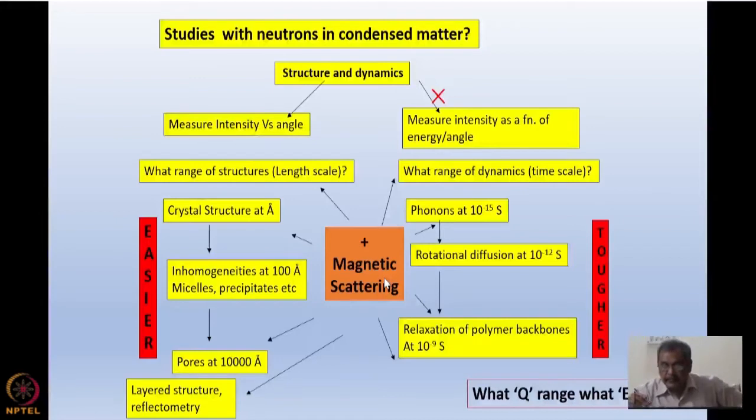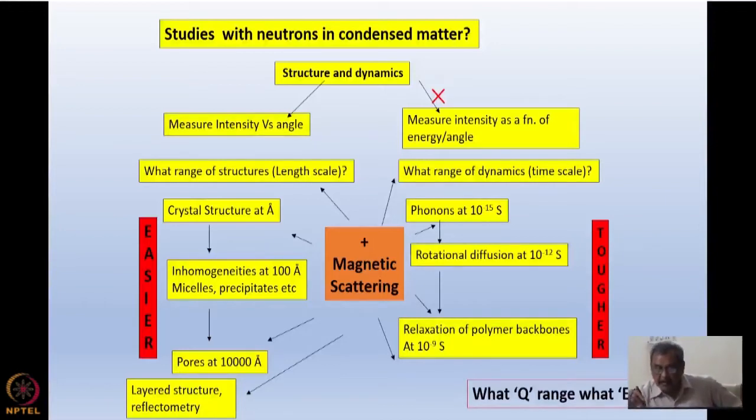The other half is about measurement of intensity as a function of energy and angle both. So there, like for structure, I said a range of structures. In case of dynamics, we change what time scale of dynamics. So we can study phonons, we can study rotational diffusions, or you can even study slower dynamics at nanosecond time scale of relaxation of polymer backbone.